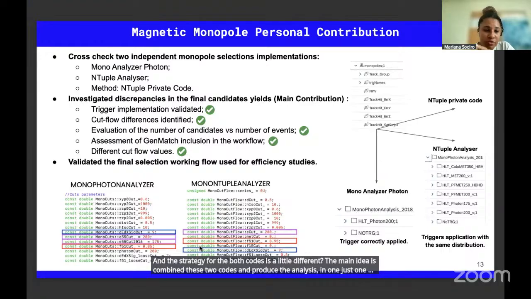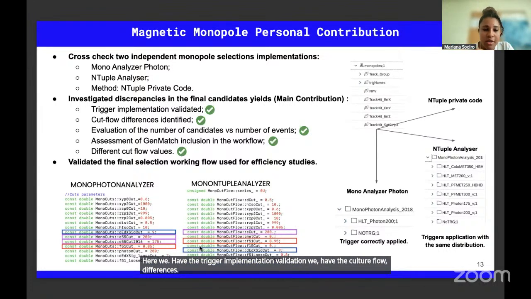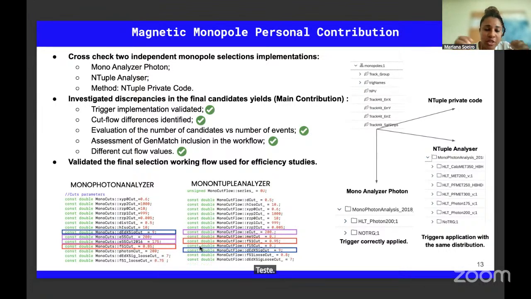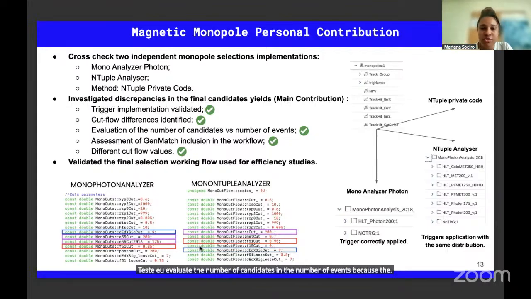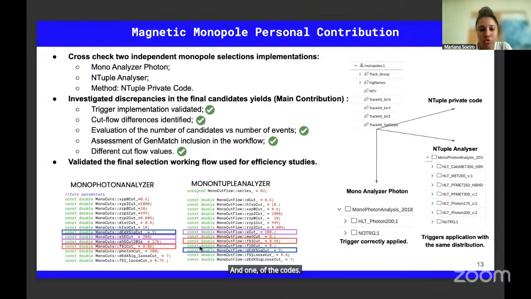Here we have the trigger implementation validation. We have the cut flow differences tested. We evaluate the number of candidates and the number of events because the codes have different strategies. You try to understand what is the best strategy to follow. And one of the codes has the geometric inclusion, and the other one doesn't have this geometric inclusion.